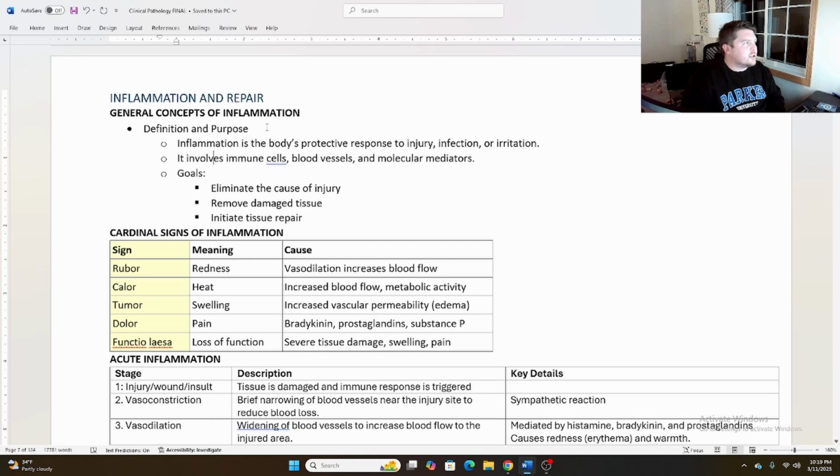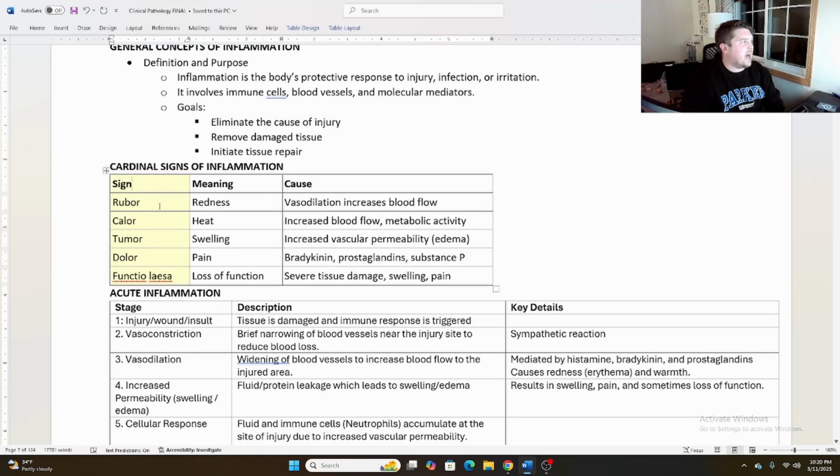So with general concepts of inflammation, this is the body's protective response to injury, infection, irritation, any type of cellular damage. We have immune cells, blood vessels, and then mediators as well. We're going to focus more on the immune cells and then the molecular mediators, and also the general signs and symptoms of inflammation, as well as the stages or the steps of inflammation.